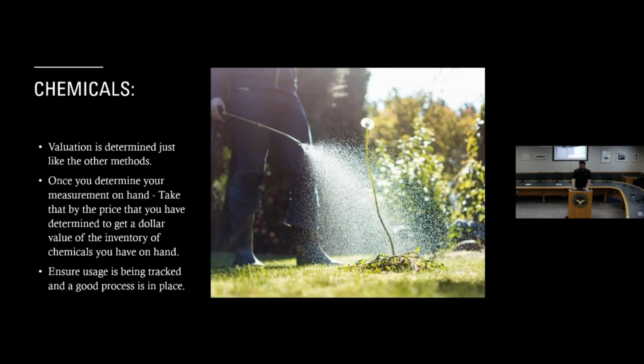Your evaluation is determined just like the other methods. You take what you have on hand by your price points for your various chemicals. You get a dollar value. You evaluate that for materiality, see if you need to include it on your statements also. And just note, it's only if you have it on hand. If you purchase a bunch of chemicals and you haven't taken delivery on it, maybe you have more of a prepaid expense. You don't have it on hand to count. So I'll stress that again. And then just ensure usage is being tracked and a good process is in place so you can stay organized with that.